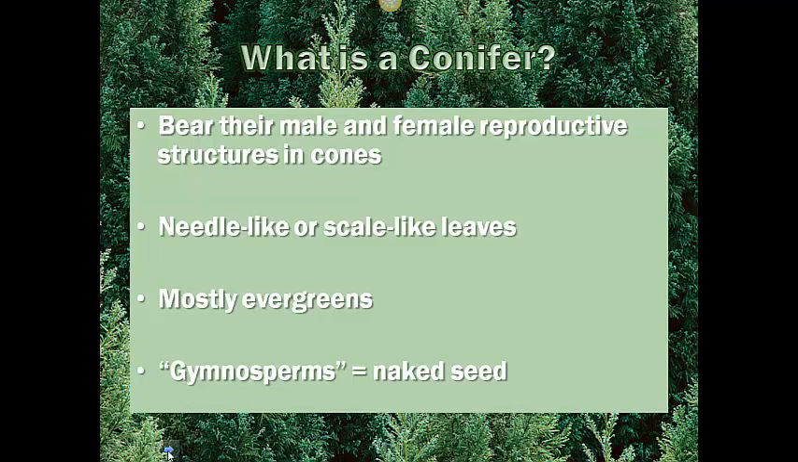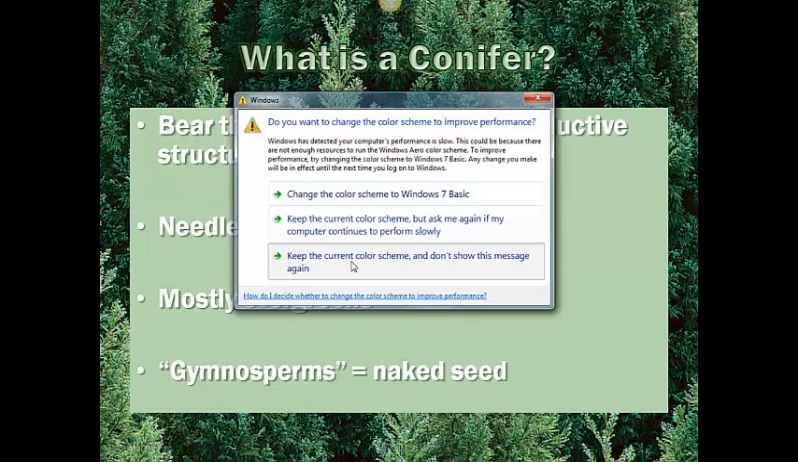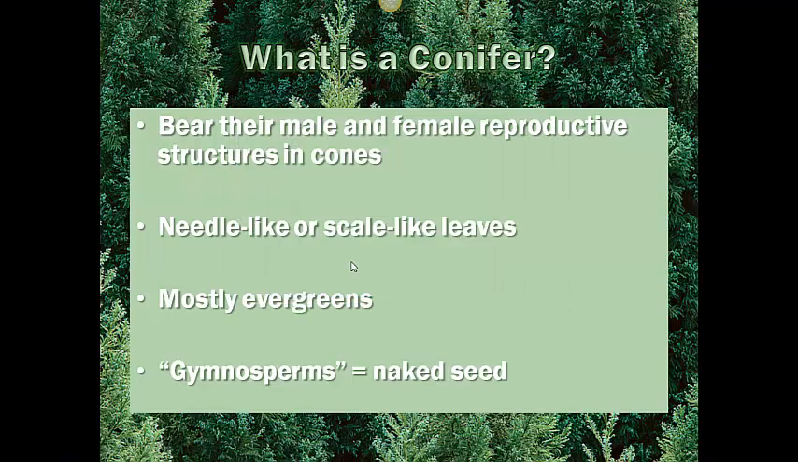These types of species actually have their male and female reproductive structures in cones, which is different from other trees which have seeds and flowers. They also have needle-like or scale-like leaves. So these are what we often think of as the pine tree. They're mostly evergreens, which means most of them stay green year-round, but not all of them. Some of them do lose their leaves.